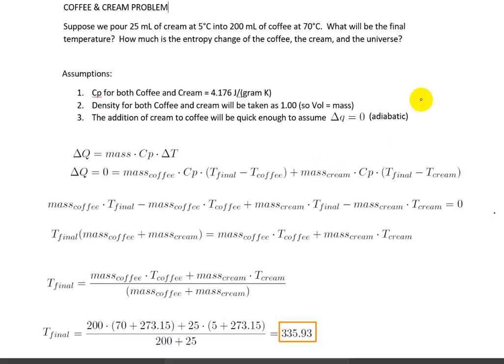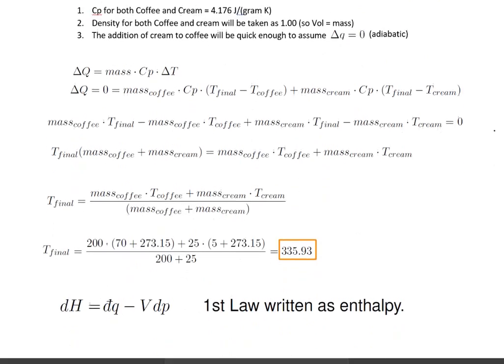So that takes care of the first question that was asked. What will be the final temperature? We have got that one. Now they want to know how much is the entropy change of the coffee, how much is the entropy change of the cream, and finally how much is the entropy change of the universe. Well, the first thing we need to do is find ourselves an expression for entropy to calculate with.